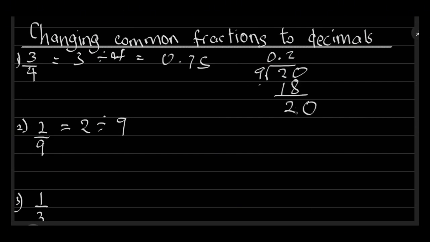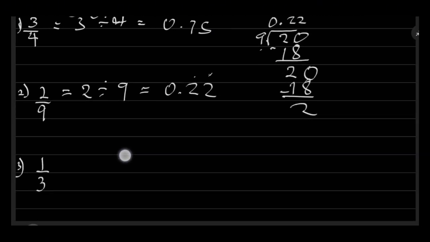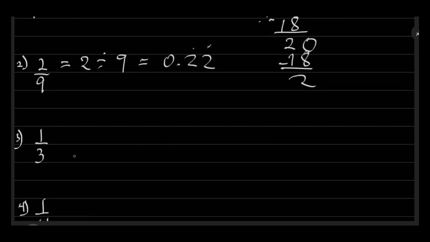We'll have to introduce another 0. Now 9 will go into 20 2 times. 2 times 9 would give us 18. When we subtract, we are going to have 2 again. So we can see that this will be recurring, or it will be repeated. So we write this as this is equal to 0.22. Then we put our dots on top to show that it is recurring or it is a non-terminating fraction.